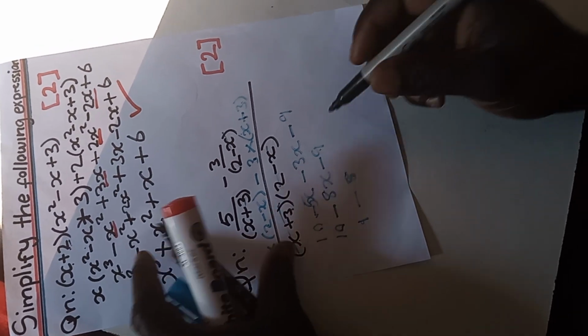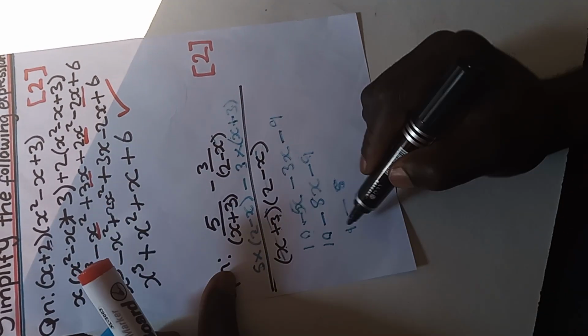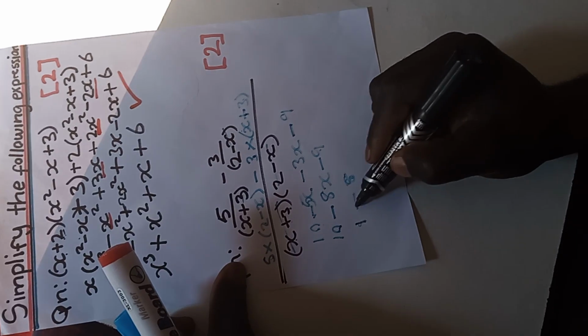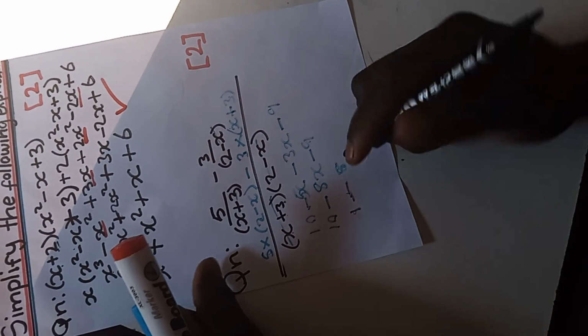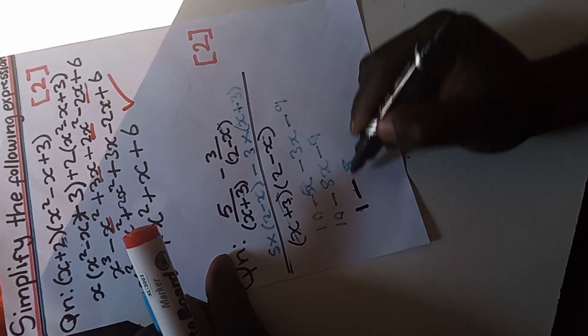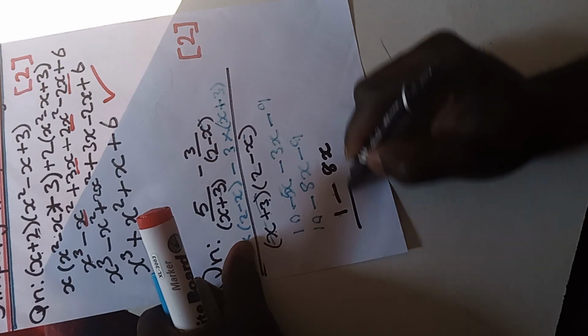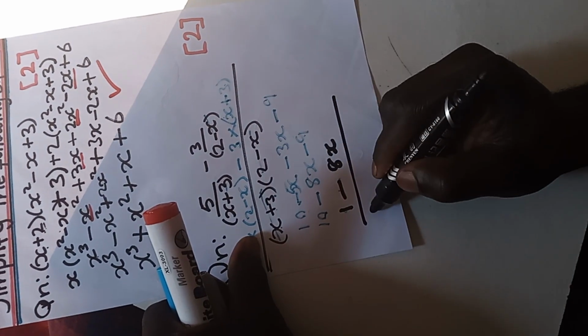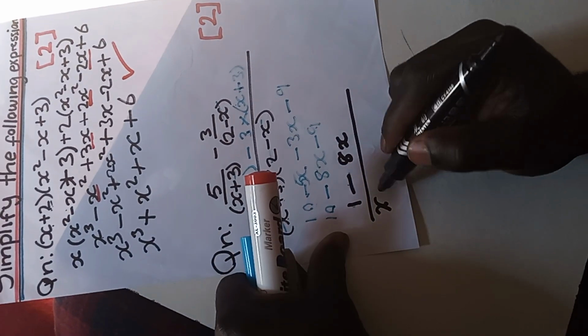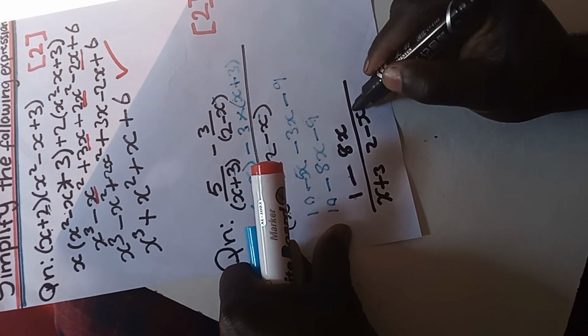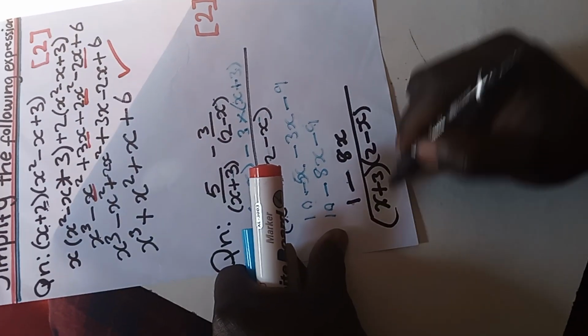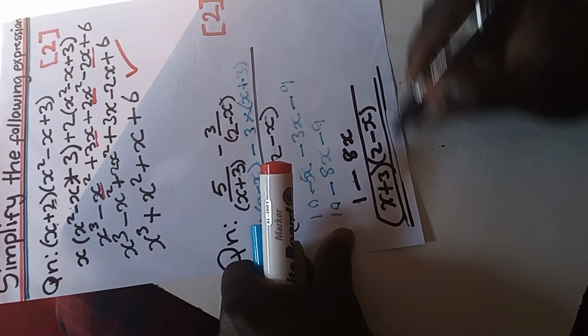1 minus 8x. Let me use a brighter color. 1 minus 8x over our common denominator, which is x plus 3, 2 minus x. Then we close bracket, and this is our final answer.